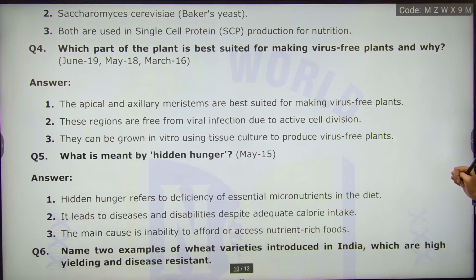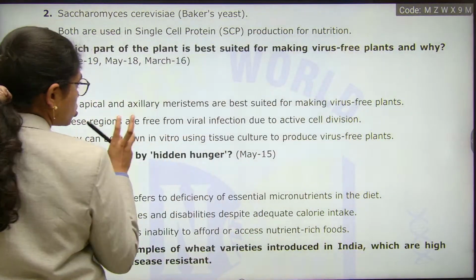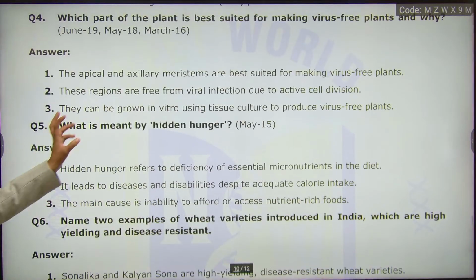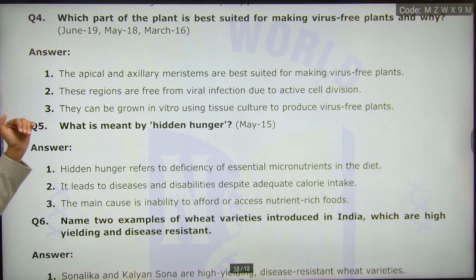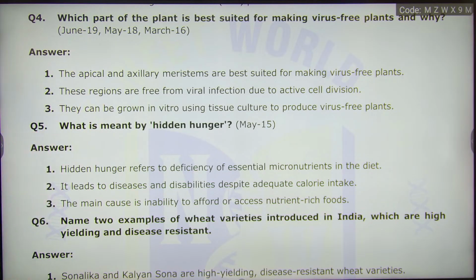Which part of the plant is best suited for making virus free plants and why? Apical and axillary meristems are best suited for virus free plants. These regions are free from viral infection and they can be grown in vitro using tissue culture to produce virus free plants.